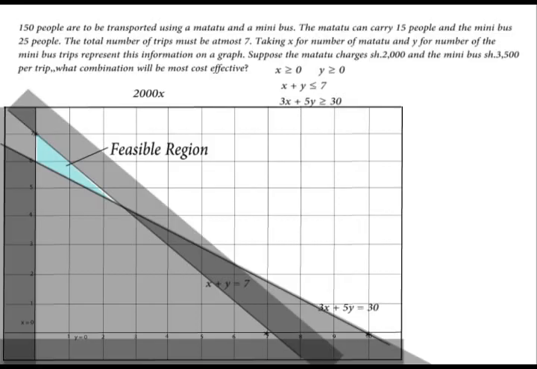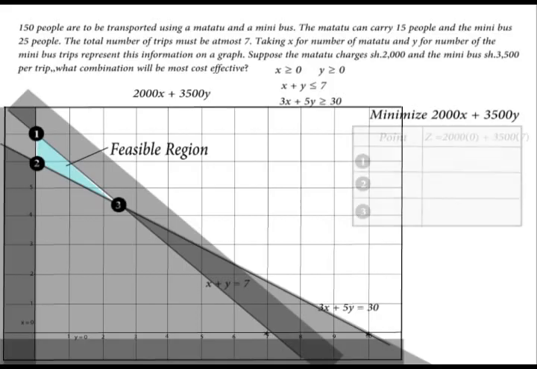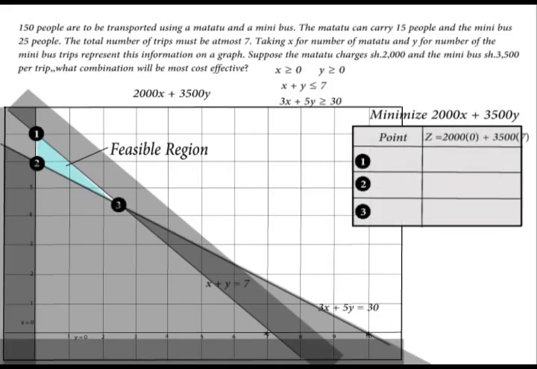2,000x, the cost of the matatu, plus 3,500y, the cost of the minibus. So we optimize this function, that is minimization. We take the corners and let's number them 1, 2, and 3. At corner 1, the coordinates are 0, 7.